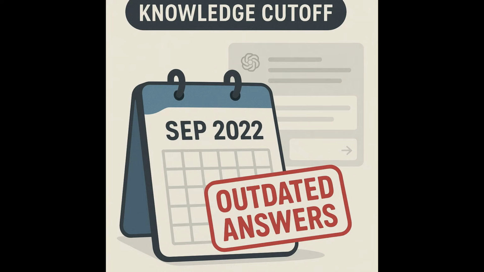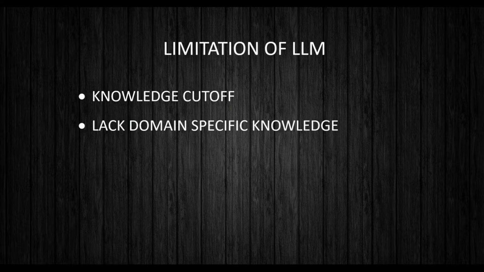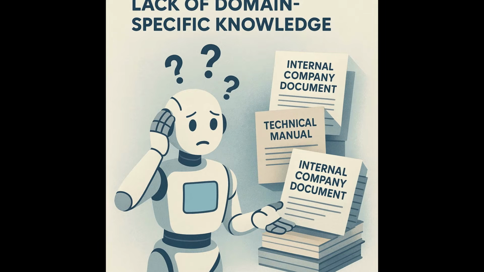Standard large language models are powerful, but they have critical limitations. LLMs have a knowledge cutoff. LLMs are static and have no information about events that occurred after their training date, leading to outdated answers. They lack domain-specific knowledge. They haven't read our company's internal documents or the latest technical manuals, so they can't answer specific questions about them.